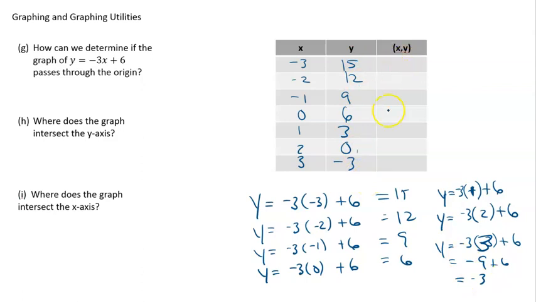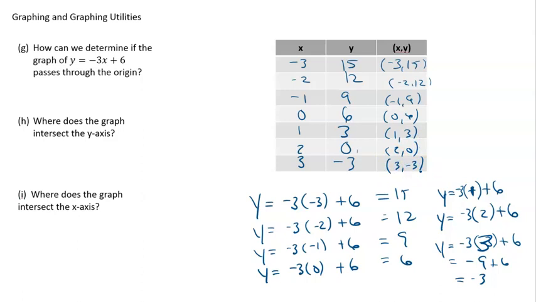Again, these numbers continue to go down. I see the pattern. You could also fill this in over here: -3, 15; -2, 12. That third column is great until you get really comfortable with this, and then it just feels like a waste of time. That's your call unless the homework asks for it. Then you have to do it.